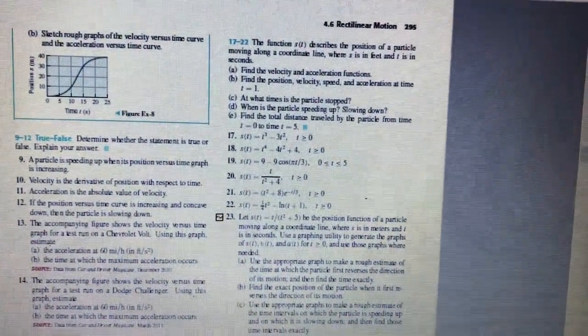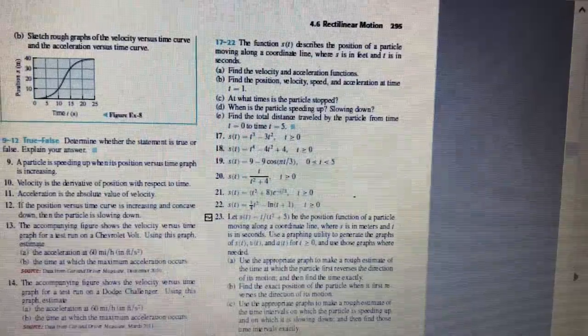Part B is find the position, velocity, speed, and acceleration.